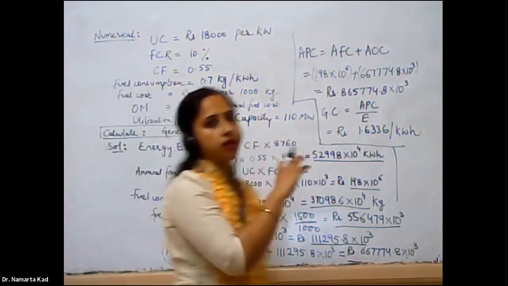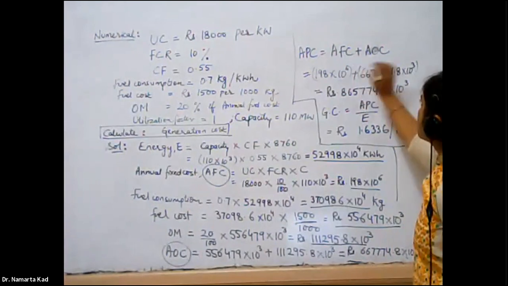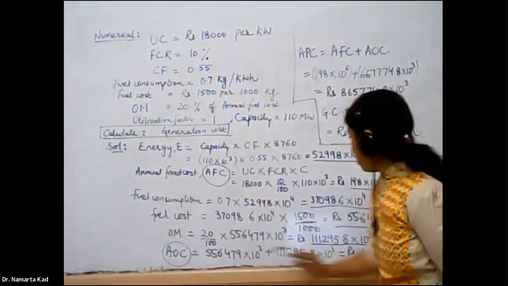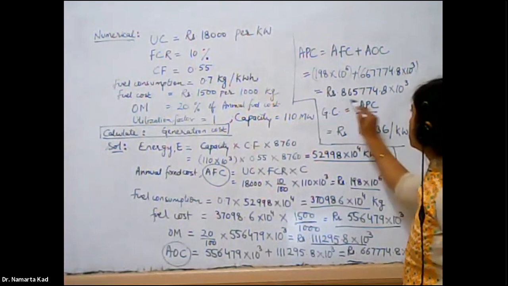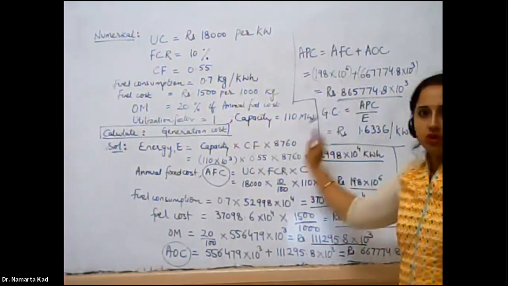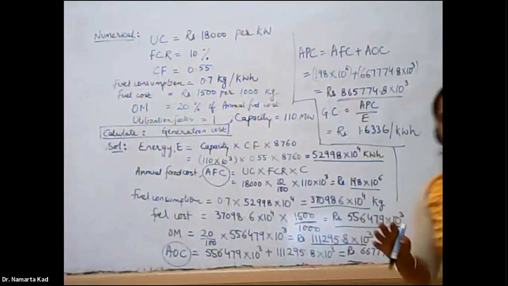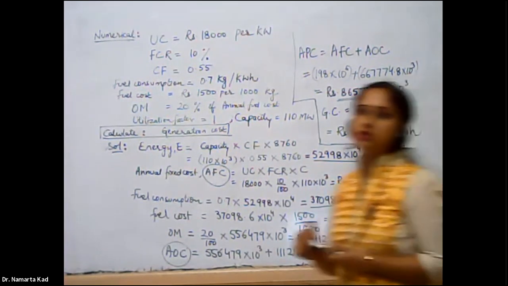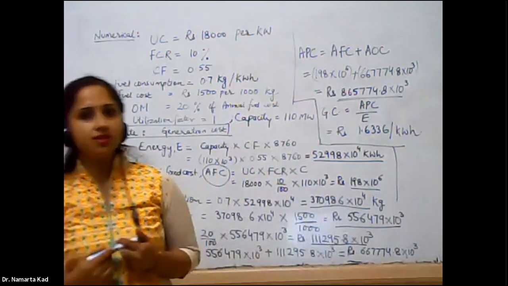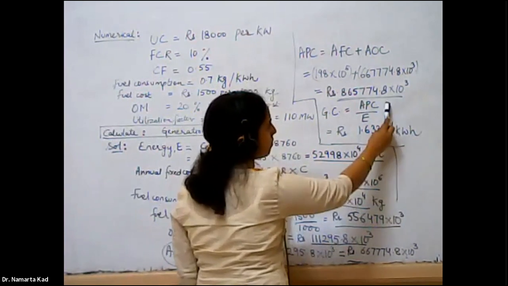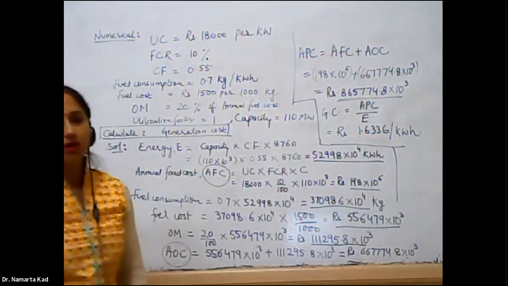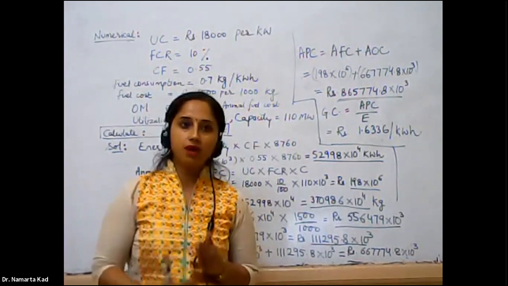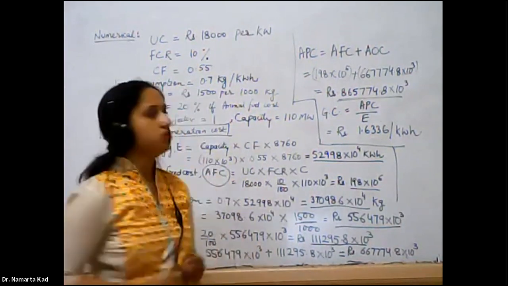Now the annual plant cost. Annual plant cost is annual fixed cost plus annual operating cost. This is our fixed cost that we calculated here, and this is the operating cost. Just add them, and this is your annual plant cost. Now finally, to calculate the generation cost, the formula is annual plant cost divided by energy, and this is the answer: rupees 1.6336 per kilowatt hour. Units are rupees per kilowatt hour. So this is our numerical related to the different costs of the power plant: fixed cost, operating cost, plant cost, then generation cost. So this is all about this chapter. Thank you.